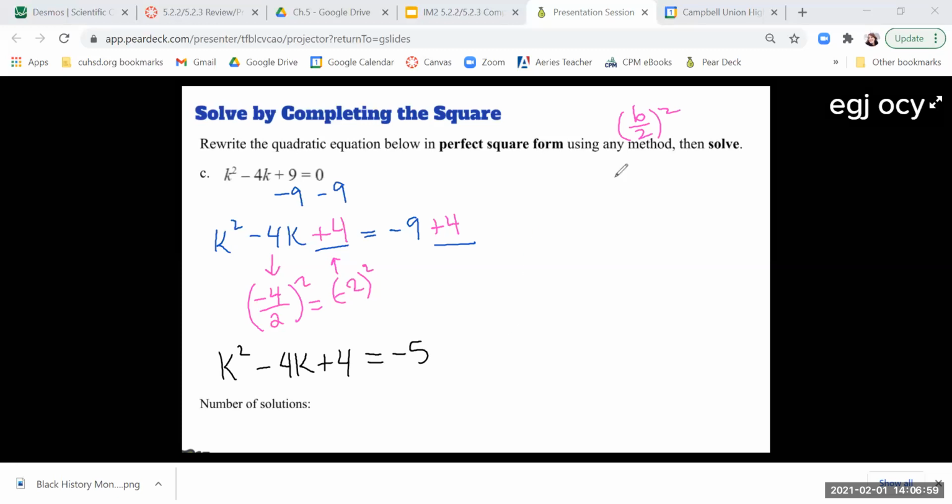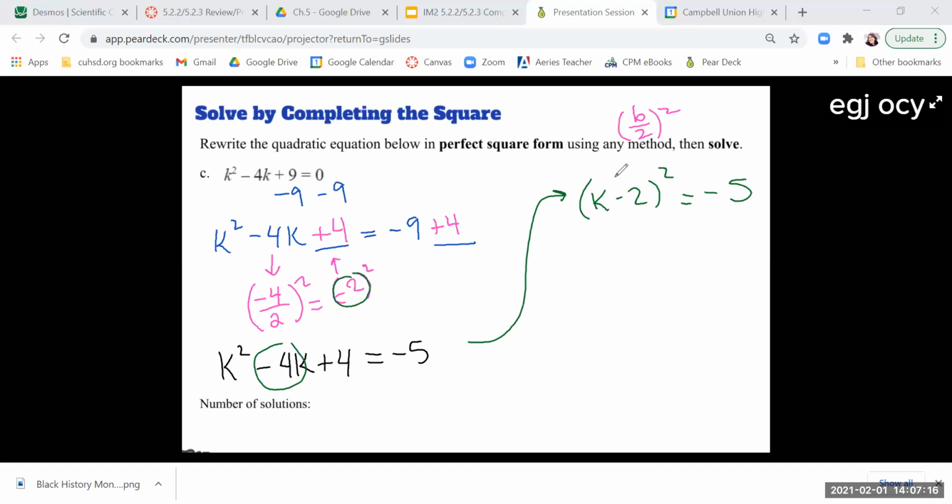All right, continue up here. So I need to factor this, and I know I made a perfect square. And so remember this number inside, -2, or half of the middle term, -4, is our inside number. So I'm going to have (k - 2) squared is -5.